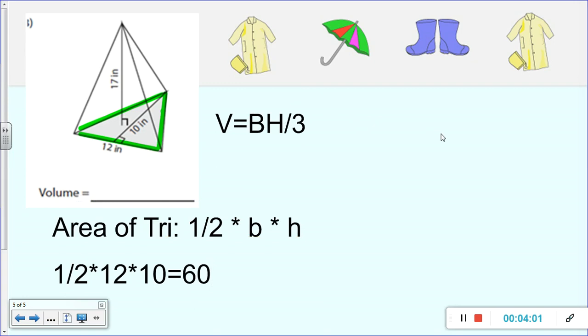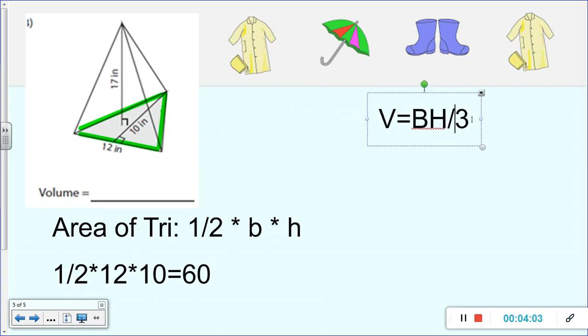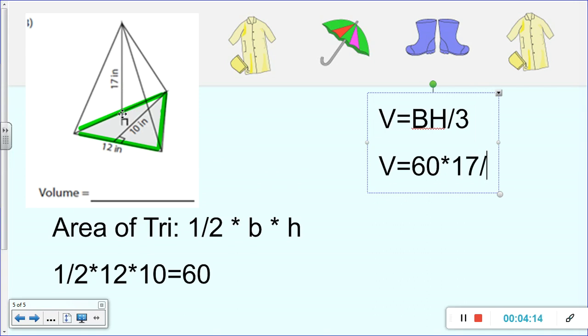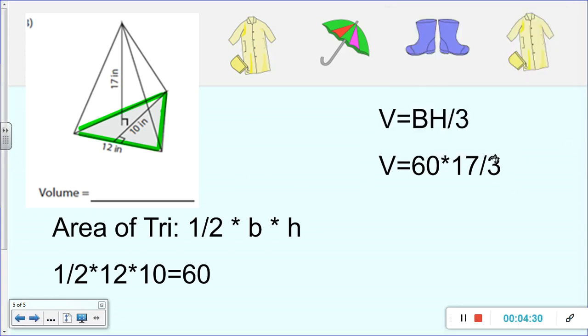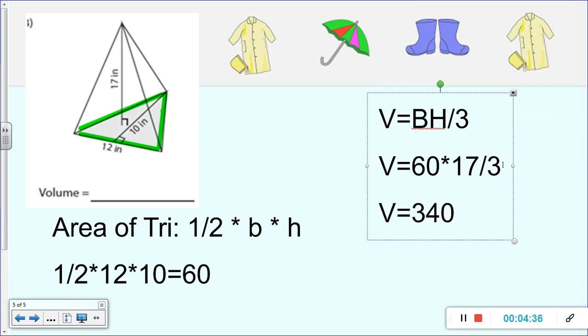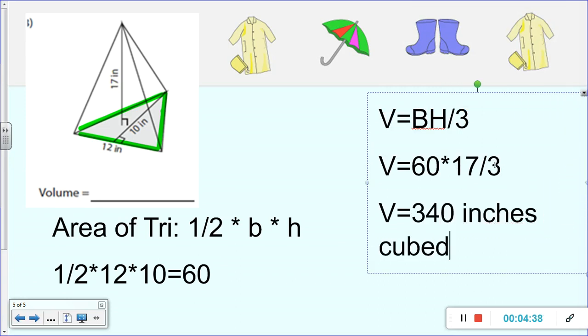Now when I'm coming up to my volume formula, I can put that 60 in for the base face area. The height of my pyramid being 17, I'm going to divide that by 3. Because it's all multiplication and division, I can just do it from left to right in one fell swoop. So 60 times 17 divided by 3, and I get 340. That means the volume of this pyramid is 340 inches cubed.